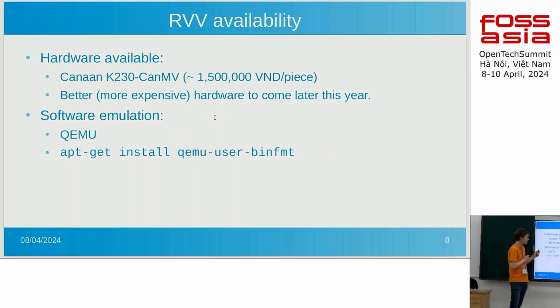So availability: there's currently one piece of hardware that's widely available, and it's actually quite cheap, about 1.5 million dongs. But I think we're going to get much better hardware within months or years. This is credit card size. You can also emulate it on QEMU, of course. On Linux, you can just install the binfmt QEMU wrapper, and it will literally run your RISC-V programs directly on your x86 or ARM Linux system. So this is really convenient for testing purposes.